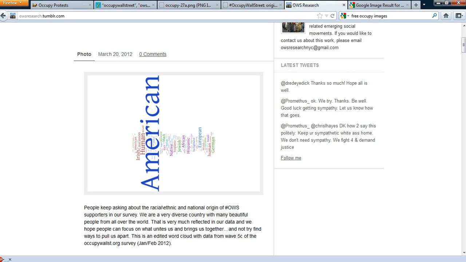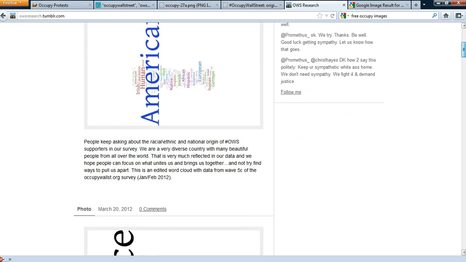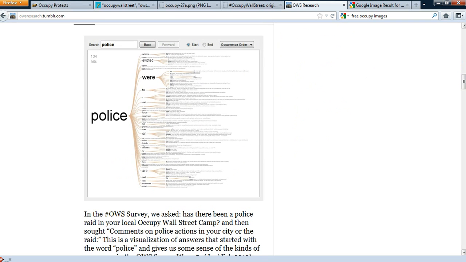In this first one, American is clearly how most people within Occupy Wall Street describe their identity, but people also identify with being human and a host of other communities. Right. So if we go down here, we also see a different type of visualization, illustrating how occupiers comment on police actions in their city and the rate of their Occupy encampment. This is a visualization of answers that started with the word police, and although the image is small, we can get an idea of the tremendous variety of responses.